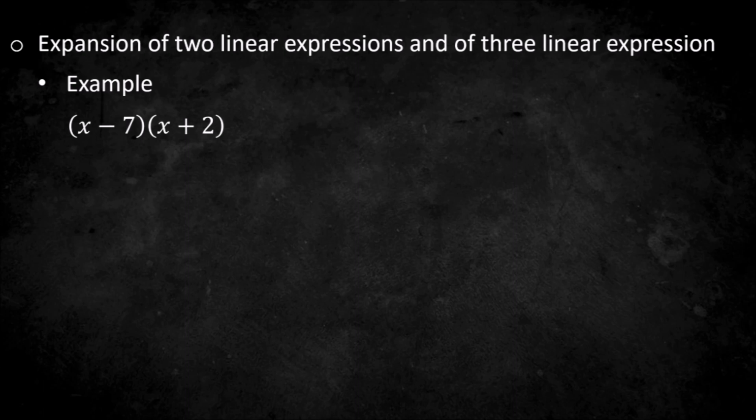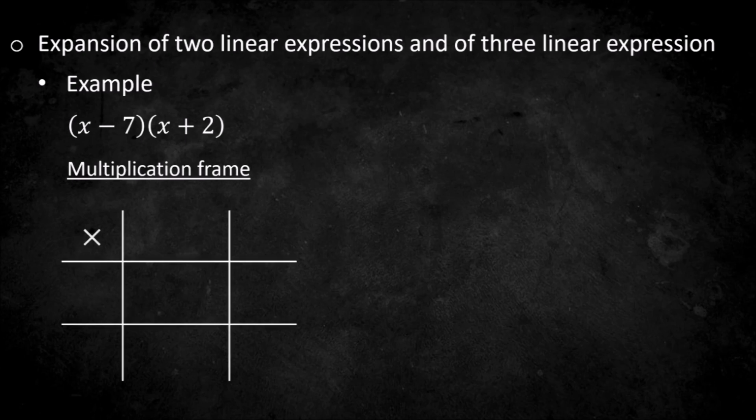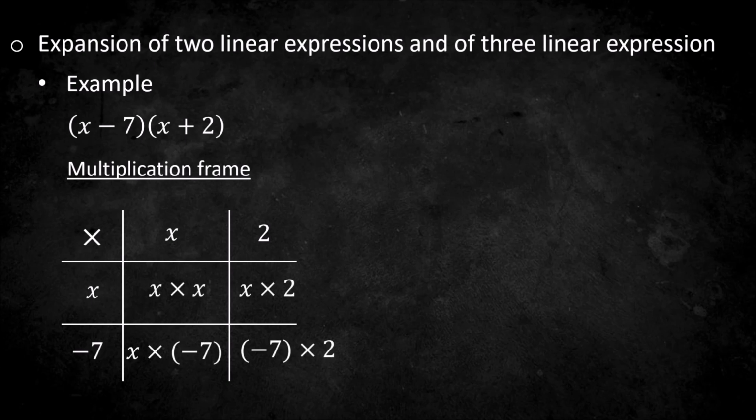To use the multiplication frame, start by drawing the frame. Write x and -7 in the first column. Then write x and 2 in the first row. Carry out the multiplication and fill in the corresponding boxes. Add up the results of the multiplication and simplify where possible.